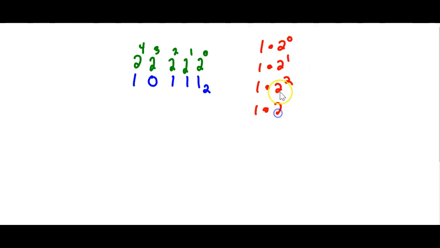1 times 2, oh, not 1, 0 times 2 to the third, and then 1 times 2 to the fourth. So it's like I'm adding all these up. Now you do enough binary, you start to memorize your powers of 2 here.